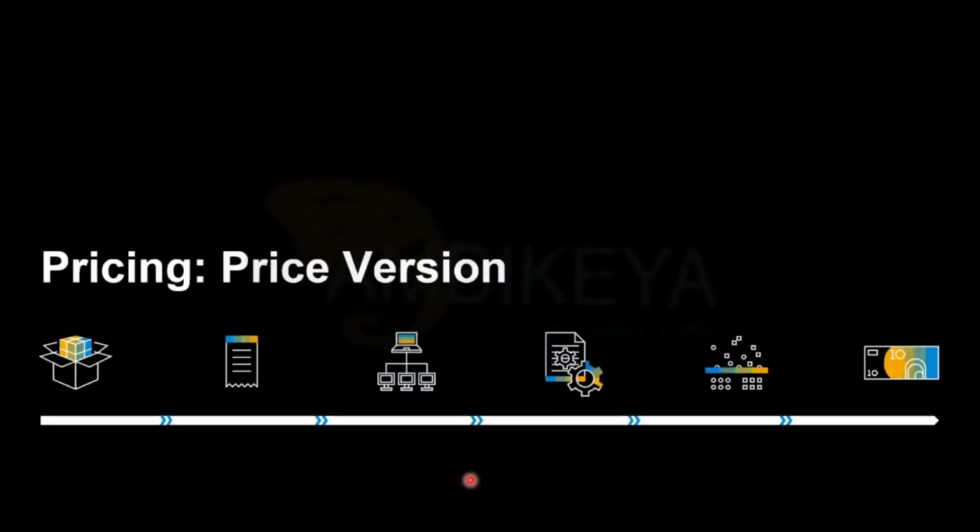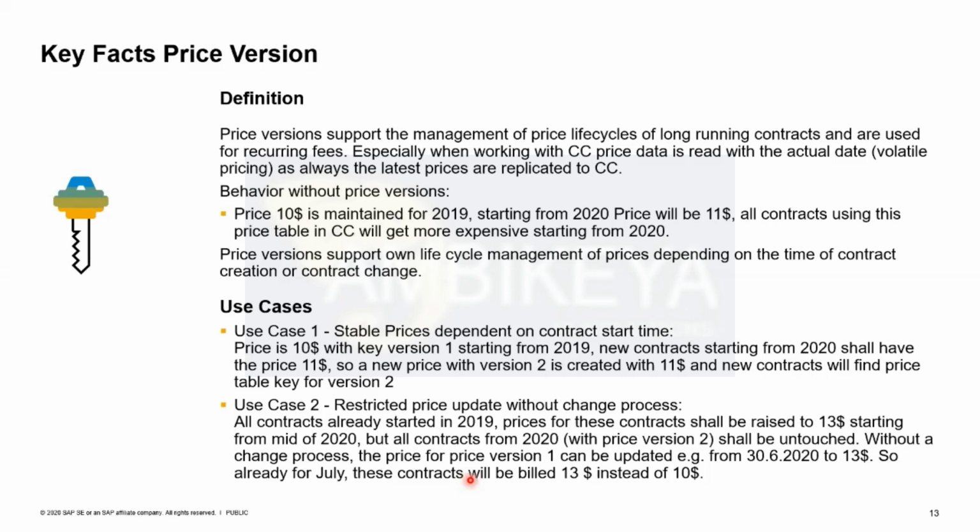Okay, with that, I'm done with the recurring charges in CC. I will now go to the next topic, which is price version. Price version is required when, for different segments of customers, you want to offer a different price, or for all old contracts you want to leave it on the old price, but any new contracts created this year, you want to charge a different price. So in those scenarios, price versions will help.